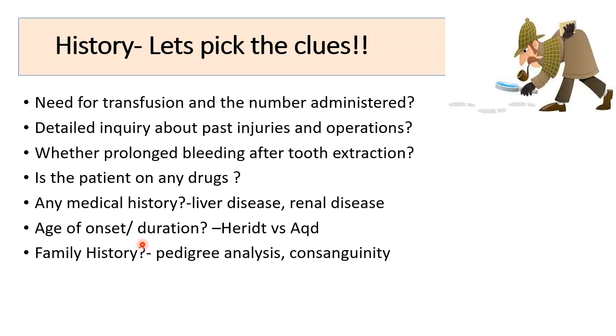Family history again becomes a very important history to be elicited, including the history of consanguinity, and a pedigree analysis helps to determine which bleeding disorder we are dealing with. For instance, an X-linked recessive trait would indicate a hemophilia.